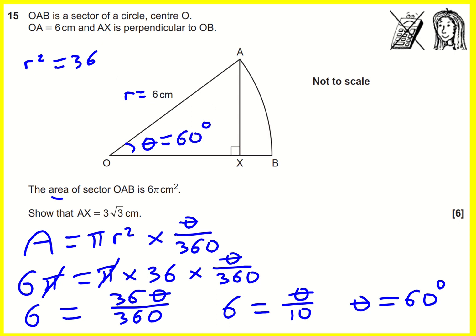All right, what next? We're being asked for AX, this length here. And I basically now have to forget this. I'm going to just cross it out. I'm not interested in that bit anymore. What I have is a triangle, and I've got an angle of 60 degrees, and I've got a hypotenuse. And I'm being asked essentially to find the opposite. So this has turned into a trig problem, but not just a trig problem, a non-calculator trig problem.